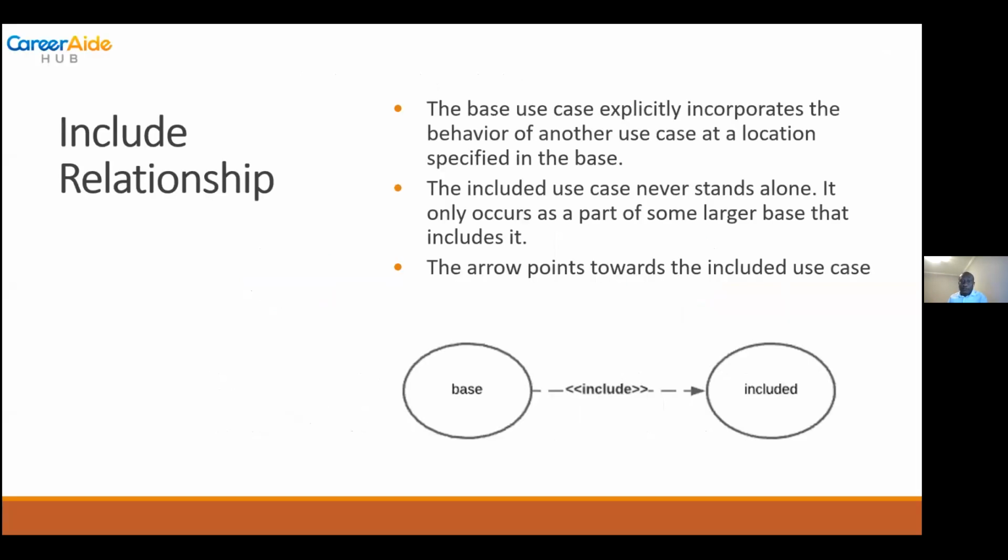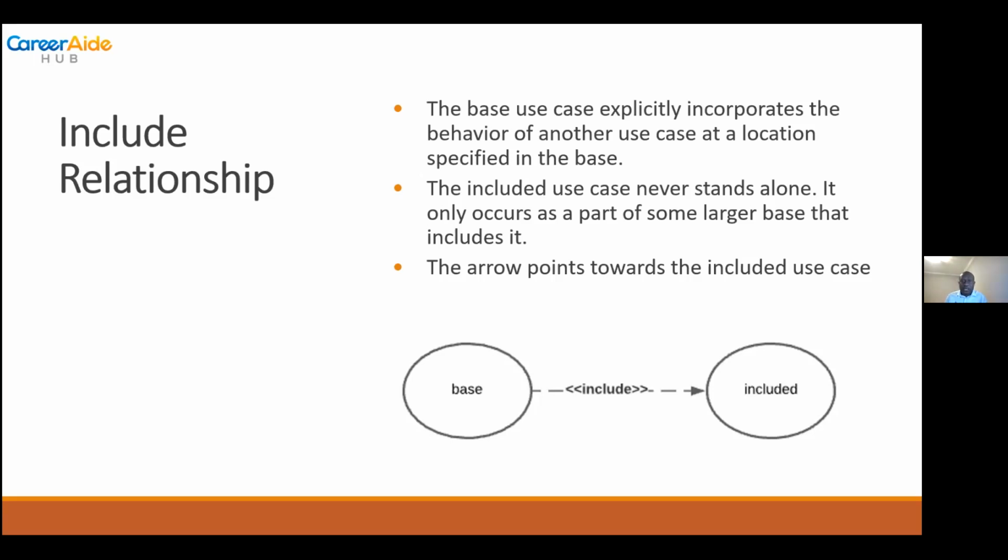Now for the include relationship, I'm trying to make sure that I put everything I'm talking about in the right time. So we have the include relationship. Simply, what it says is that you have a base use case and you have an include use case. Now, it is not possible for the base use case to be complete except the included use case is done or completed. So there's a must relationship between the base use case and the included use case.